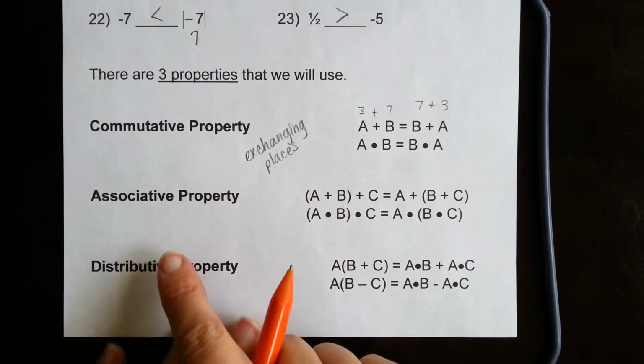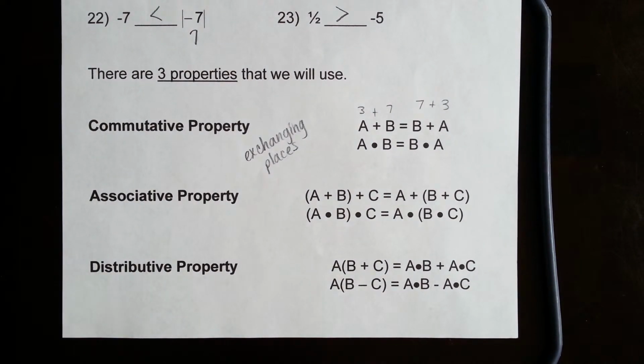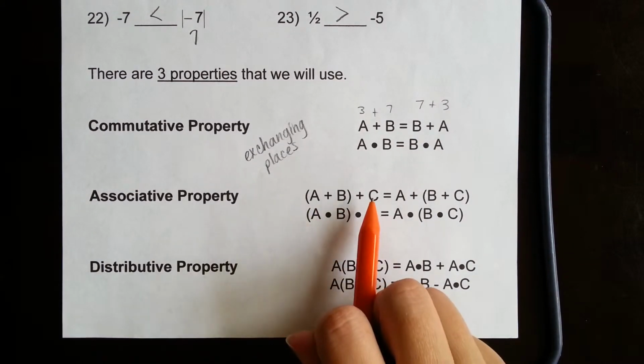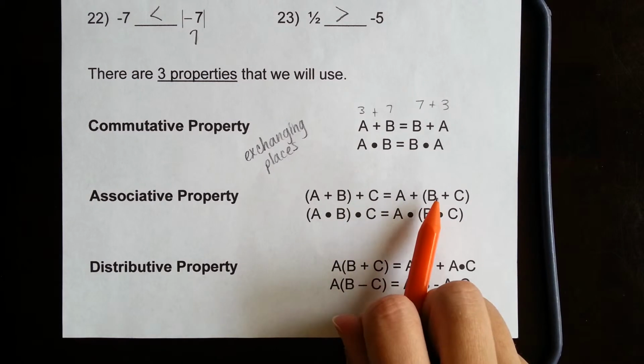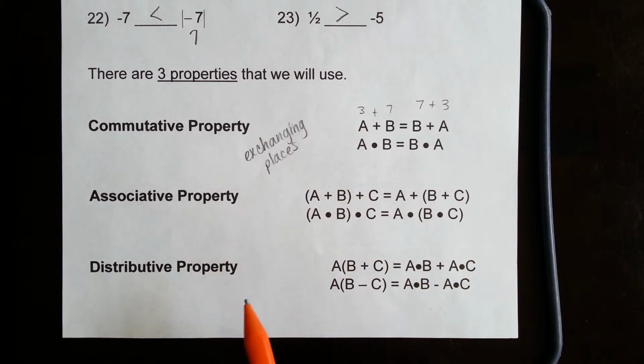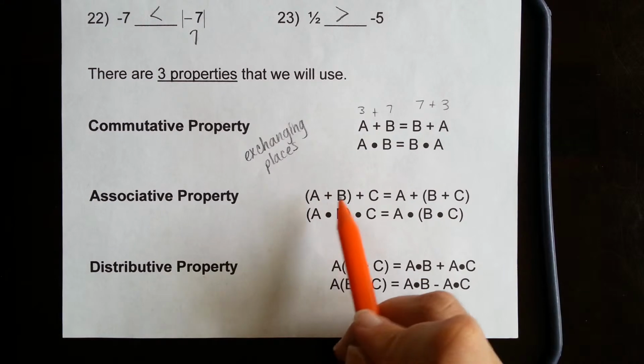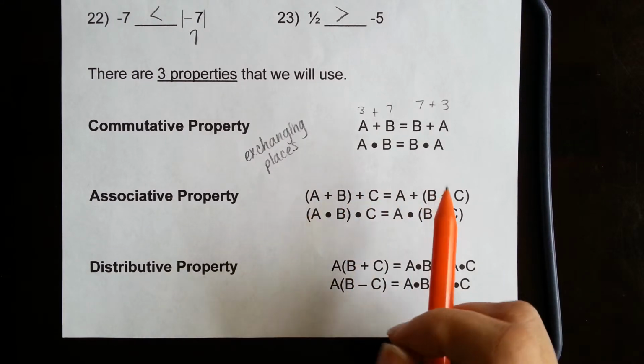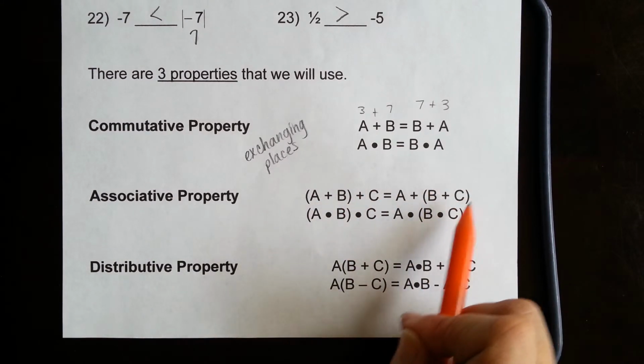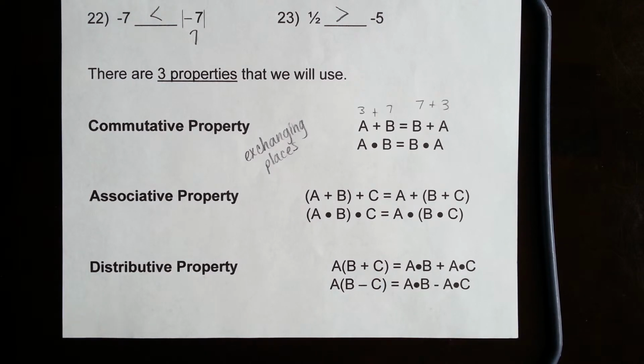Alright, let's look at the next one, the associative property. And this one has parentheses in it. I do notice that the A, the B, and the C stayed in the same order: A, B, and C. So they didn't exchange places. In this one, they have the A and B grouped together. And in this one, they have the B and C grouped together. That seems to be the difference. So this one is our regrouping property.